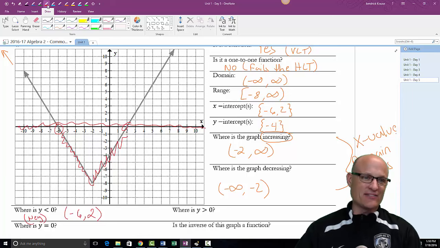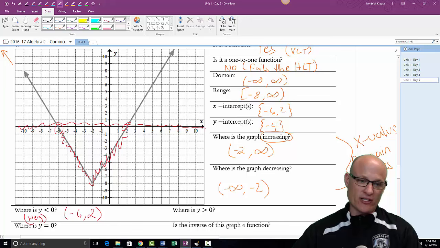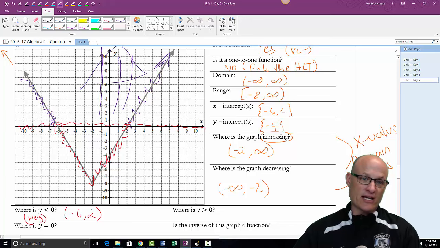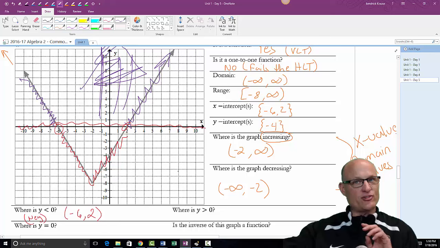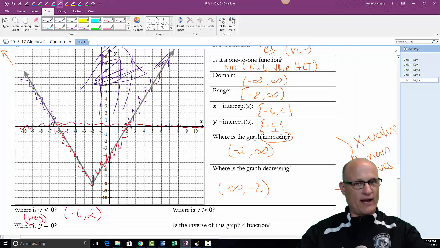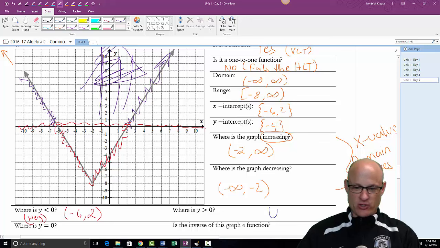Now, where is it positive? Well, it's positive starting here and going off in that direction. It's also positive up here, above the x-axis. So it's positive from -6 out, either this direction or this direction. And because that's an or, we're going to need a union in the middle. So let me just put that union in the middle.